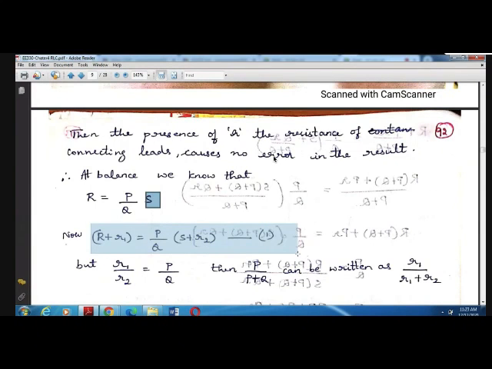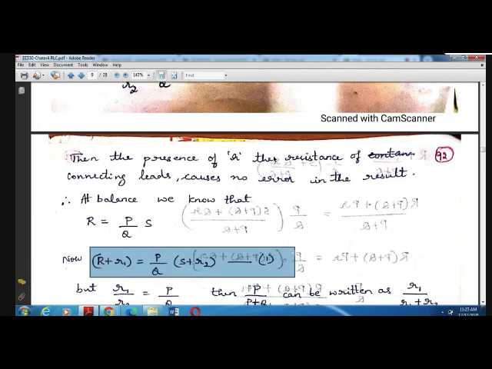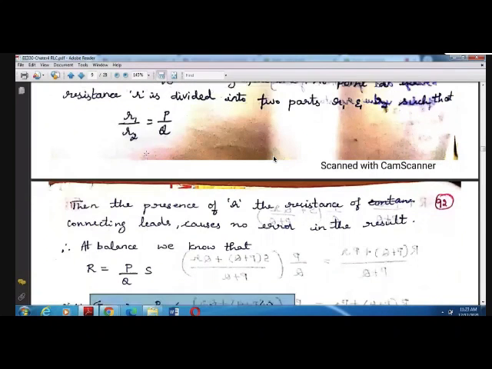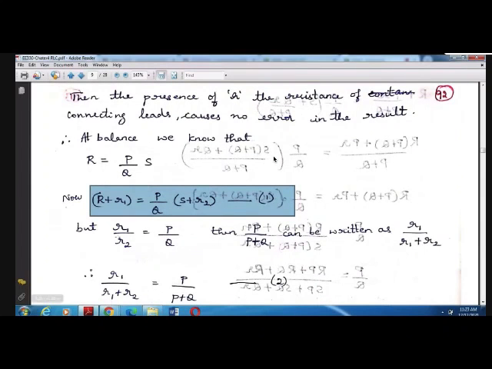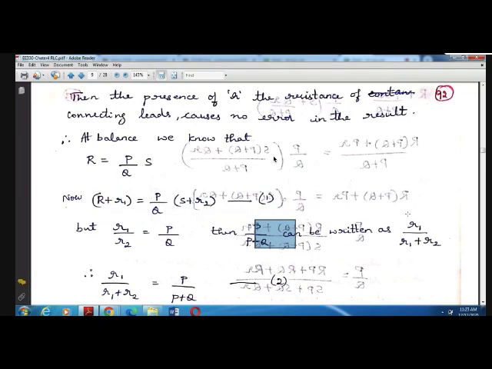Also you know that we have written here R1 by R2 is equal to P by Q. So if R1 by R2 is equal to P by Q, then what happens? P by P plus Q will become equal to what? R1 by R1 plus R2. See, if R1 by R2 is equal to P by Q, then P by P plus Q can be written as what? R1 by R1 plus R2. Can we write in this form?